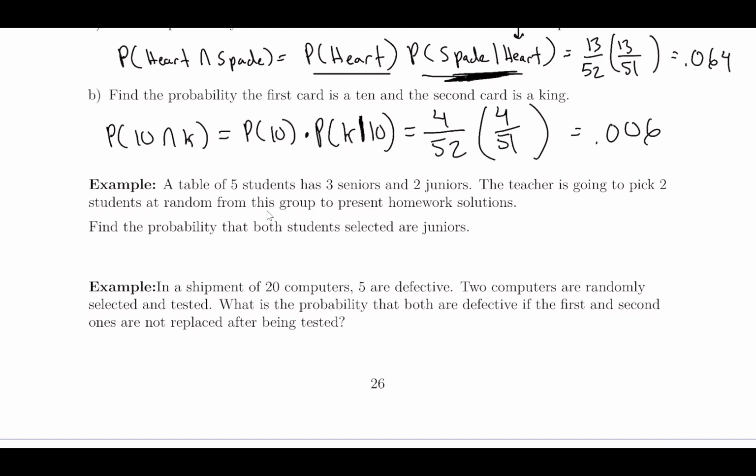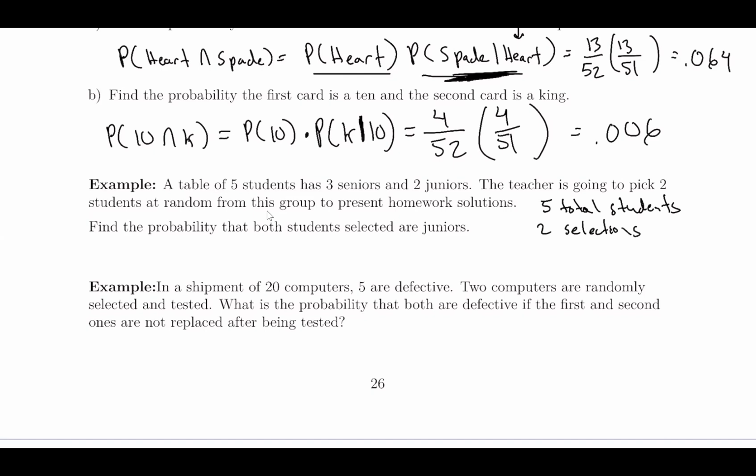All right, so let's do this next example. It says a table of 5 students has 3 senior, 2 junior. The teacher is going to pick 2 students at random from this group to present homework solutions. Find the probability that both students selected are junior. All right, so how many total students do I have? 5 total students. How many students am I selecting? 2 selections.